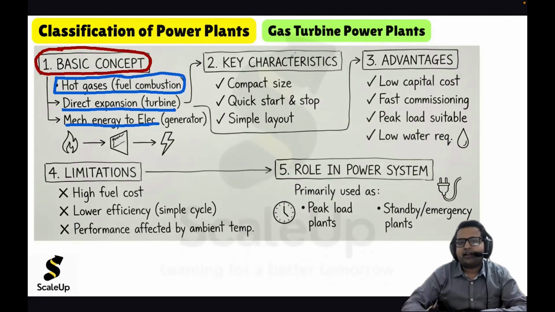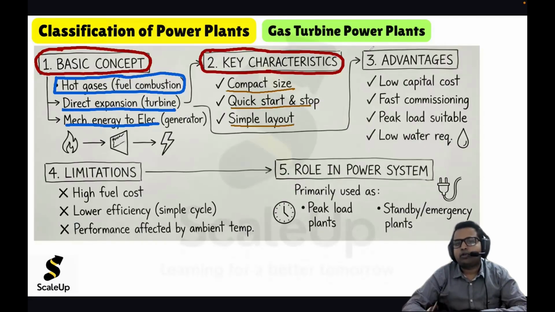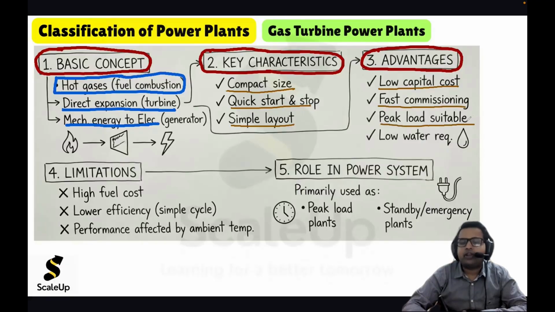If we talk about key characteristics of gas turbine power plants: compact size, quick start and stop, simple layout. If we talk about advantages of gas turbine power plants: low capital cost because they're compact in size, fast commissioning, very easily we can set up, peak load suitable, they're very much suitable for handling peak load, and low water requirement because here no steam is involved. Directly the gas we are using, the hot gas.